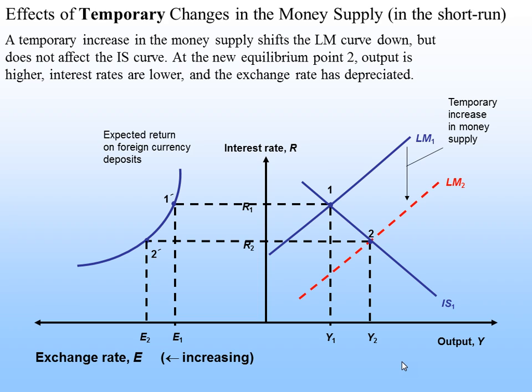Short run is defined how? What's the short run to economists? How long is it? The short run means prices are fixed or sticky. They don't move. They haven't adjusted. Okay? So the price level stays fixed or sticky.